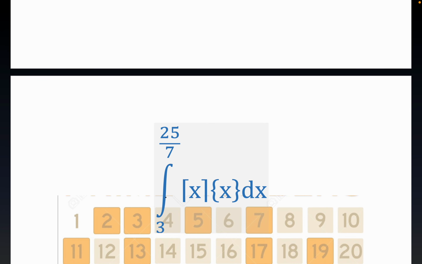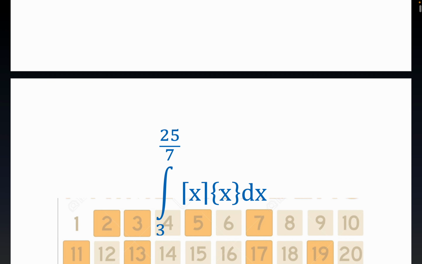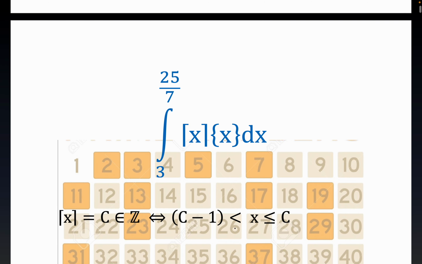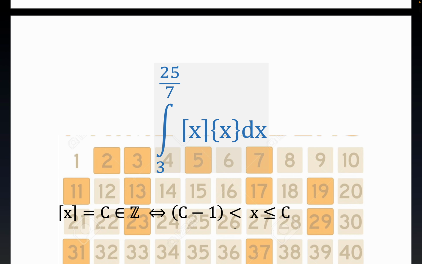Folks, we have a definite integral comprised of the product of a ceiling function and a fractional part function. These are two functions, and let's talk about what those functions do. Let's make up an example that's related to this interval. Let's say we wanted to do the ceiling of, just something easy, 22 over 7, which is a number between these two limits of integration.